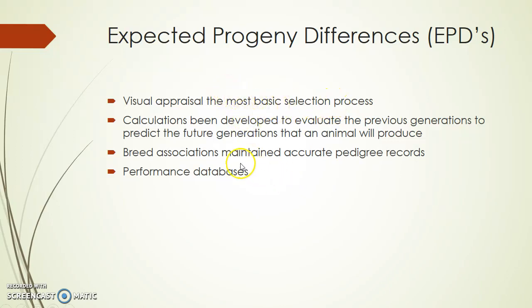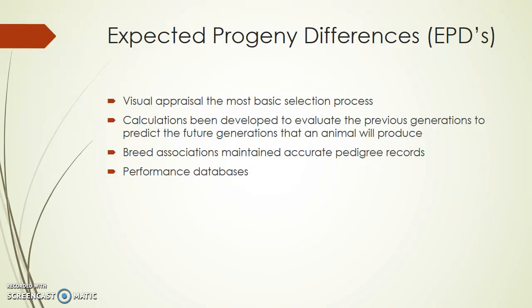But what it is, it's breed associations have pedigree records for different animals, and it's essentially a performance database. Okay, and so you can take bulls or females and look at their EPDs and have a numerical value help you make different selections on what animals you'd like to select for.